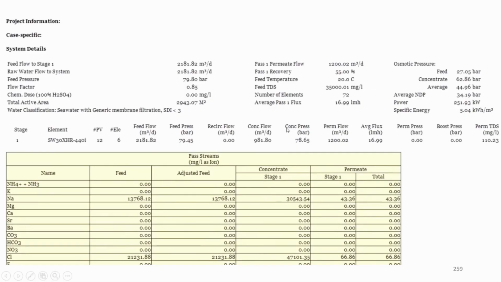The concentrate pressure is a little lower than feed pressure due to the pressure loss. And the permeate flow is 1200 cubic meter per day. And the average flux is 16.99. It's around 17. This number is the maximum number in the flux range that we consider to reduce the cost with minimum elements. The TDS in the permeate is 110, while the required permeate in our case is 200 milligram per liter, and it's suitable.